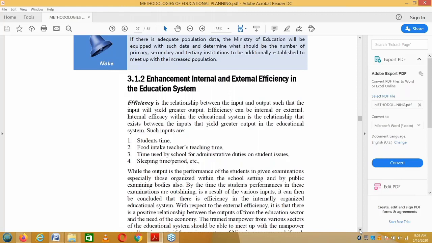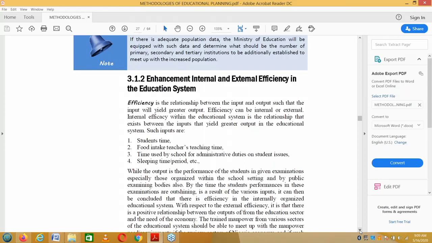Now, the output is the performance of the students in given examinations, especially those organized within the school setting and also by public examining bodies. When the students' performance in these examinations is outstanding, this is a result of the various inputs that were put together.